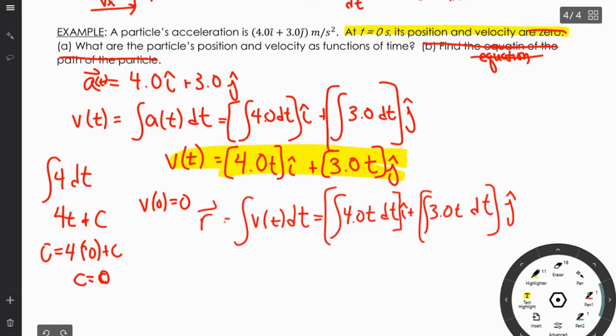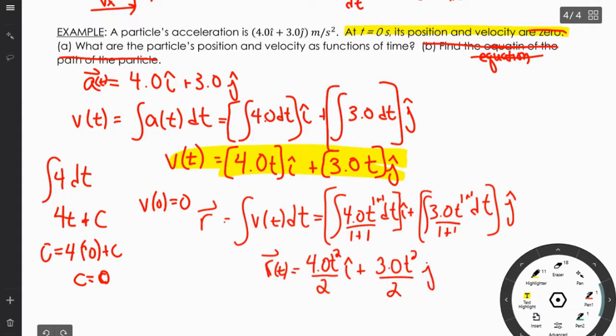Again, I'm going to find the integral of both pieces. Remember, for the integral we're going to do 1 plus 1, and divide over 1 plus 1. Same thing here. That's how we do our integral. So it's going to be 4.0 t squared over 2 i hat, plus 3.0 t squared over 2 j hat, which is r of t.